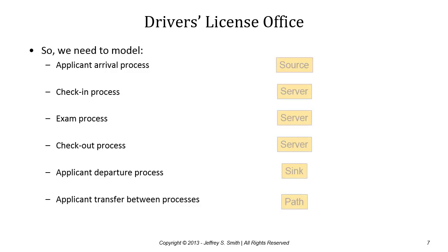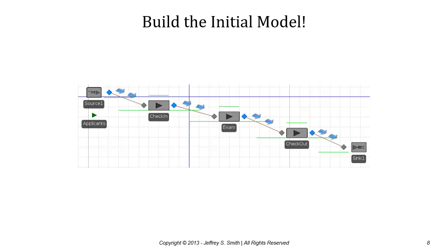So using objects from the standard Simio library, the source object models applicant arrivals. We'll use servers to model the check-in, exam, and checkout processes, the sink object to model the applicant departure, and for the initial model we'll use path objects to model the applicant transfer between processes. So let's look at Simio and build this initial model.